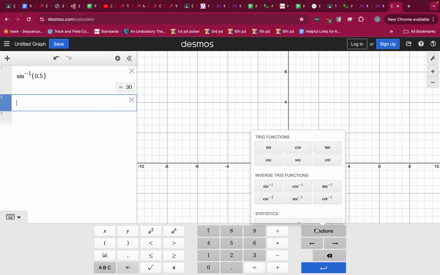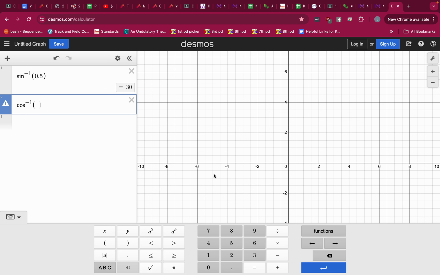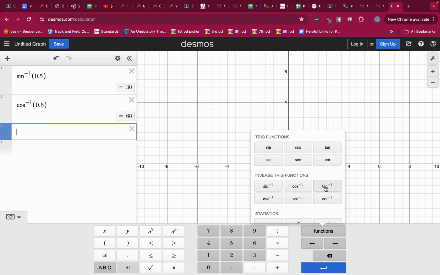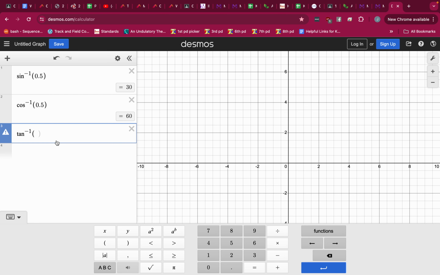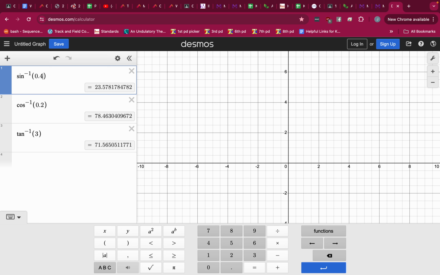What angle gives me an inverse cosine of 0.5? Oh, that's 60 degrees. But most of them aren't going to be as clean. If I do inverse tangent of 3, that gives me 71.56 degrees. So anyway, most of the time you'll get these irrational decimal numbers. That's perfectly fine, but these give you the same answers.